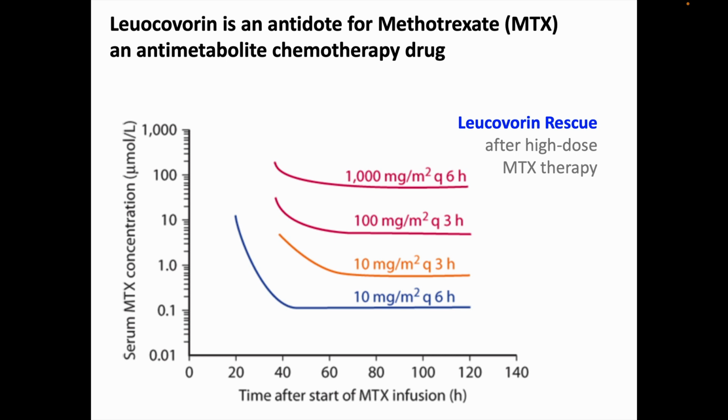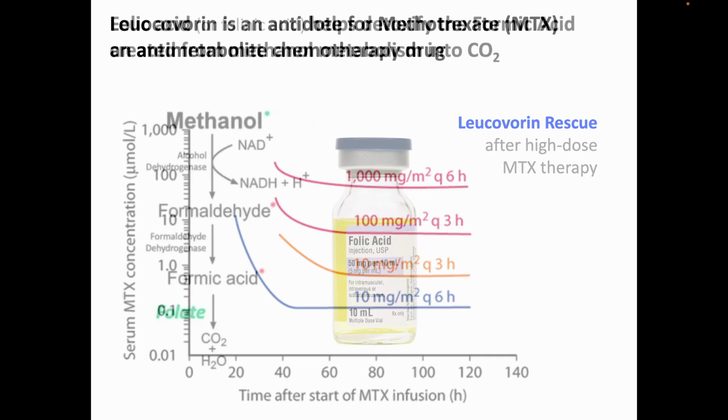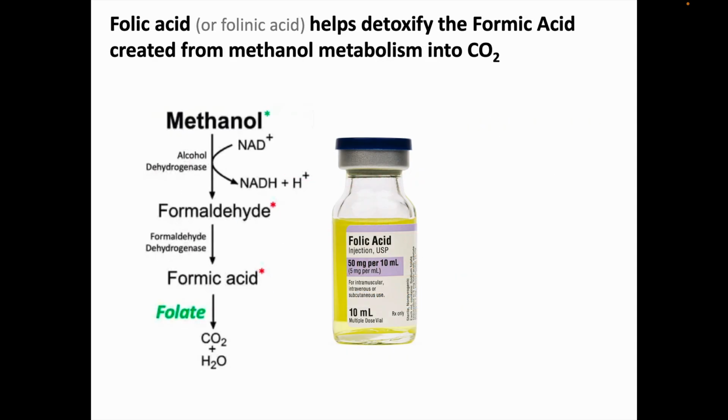The leucovorin dose needed can be determined using a nomogram like this, where you plot the serum methotrexate concentration versus the time since its dosing. This is not a nomogram you need to memorize, just to know that it exists and the underlying antidotal concept. The other toxicologic indication for folates is to help detoxify the formic acid created from methanol metabolism into carbon dioxide.